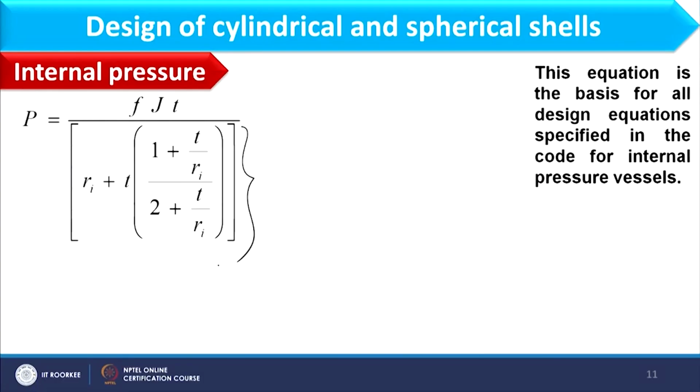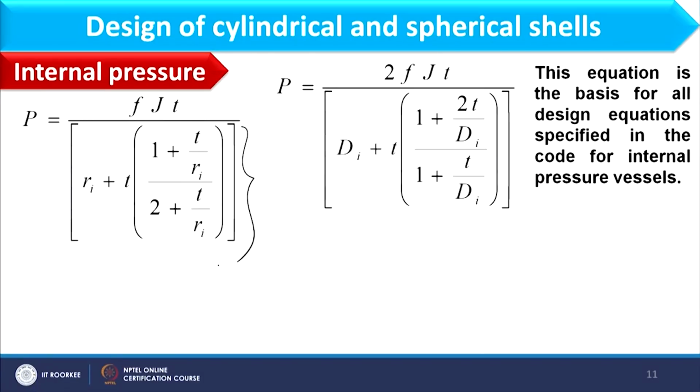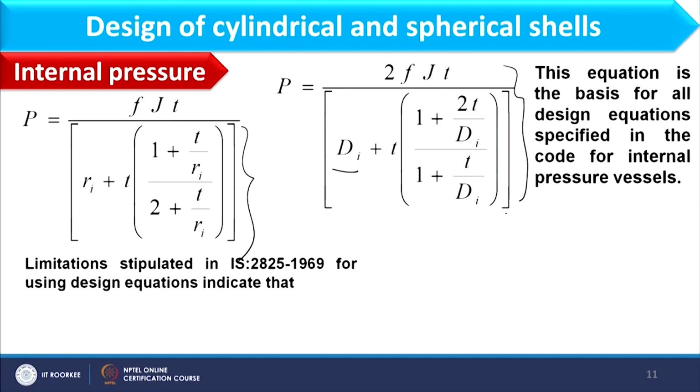This equation is also used as a basic equation in the code, which is IS 2825. Further representing this equation in terms of diameter instead of radius, we can have an equation like this, where P in terms of diameter is shown. As we have discussed, this equation will be used as a base for design of shell when internal pressure is acting.